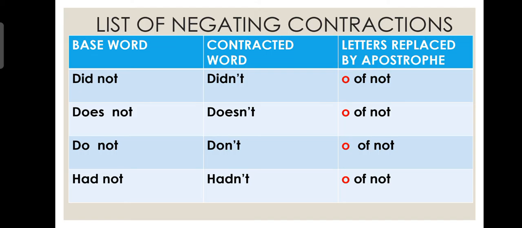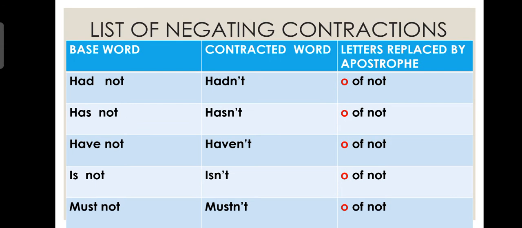Next is do not. Here too we write do as it is and we have removed the letter O from not and it becomes don't. Next is had not. The contracted form is hadn't. Here too, had remains as it is, and from the word not we have removed the letter O.